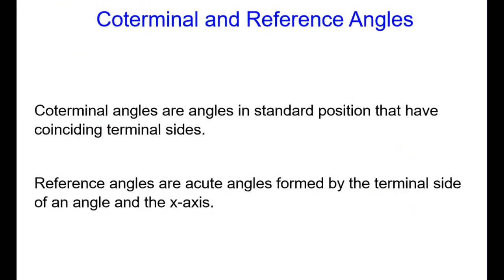So far we've discussed how to convert between radians and degrees, and how to find the arc length if we're in radian measure. Now we need to discuss coterminal and reference angles. Coterminal angles are angles in standard position that have coinciding terminal sides. Reference angles are acute angles formed by the terminal side of an angle and the x-axis. When it discusses standard position, if we have a circle and we're going to construct an angle in here, by the center of our circle, if we think about the coordinate plane, we have the positive x-axis.